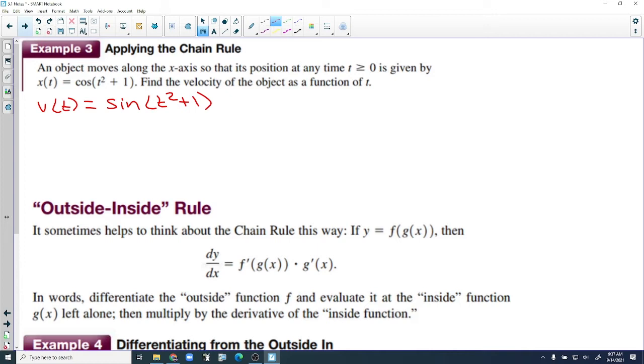Okay. There's the derivative of the outside, and then we multiply times the derivative of the inside. So the only thing we can really do is maybe put it in a better order.